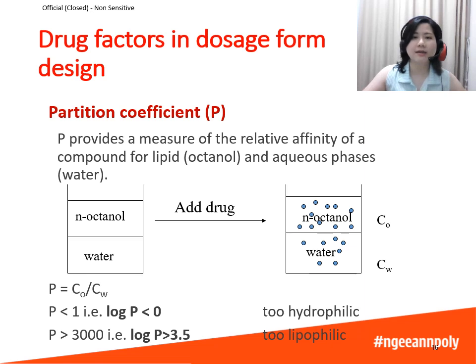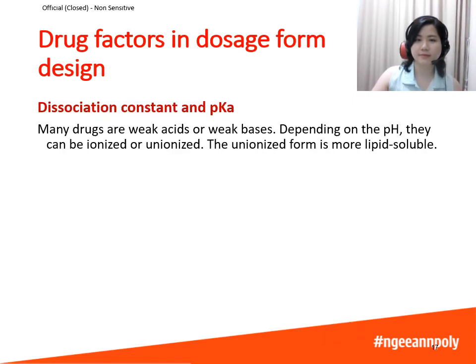On the other hand, log P should also not be too high. A high log P means that the drug is very lipophilic or lipid-loving and would most likely have very poor solubility in water. Whether a drug is permeable across lipid membranes also depends on whether it is ionized or has a charge. Many drugs are weak acids or weak bases. Depending on the pH, they can be ionized or unionized. The ionized form is more water-soluble, whereas the unionized form is more lipid-soluble.